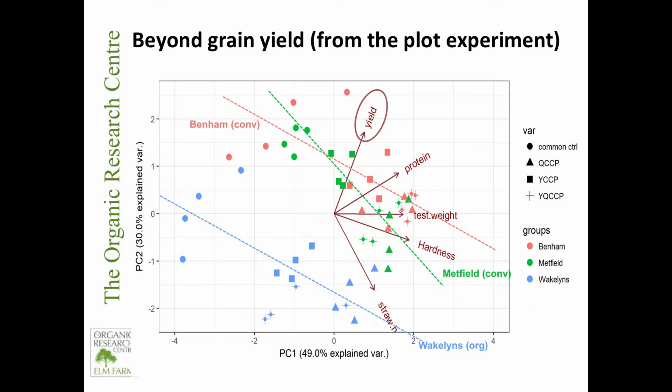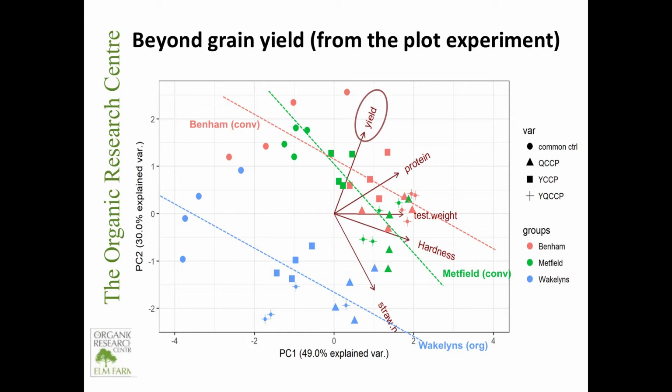And so we had one organic farm. The second organic farm, we had a failed crop, or not enough data to work on that. But the Benham and Metfield were both conventional. And what's come out of this is that it shows basically the common control of the varieties, and there's no difference between the farms on the yield of these varieties, because yield is basically perpendicular to these lines.